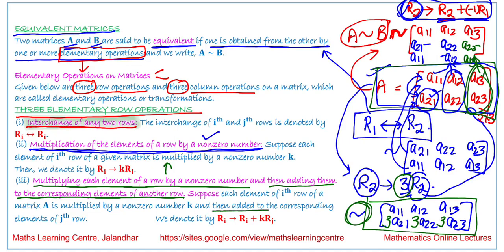In general it is written in this form: Ri approaches Ri plus k times Rj. It means the ith row is changed, and it is changed by adding k times the elements of the jth row to the ith row. An important thing to note is that we don't have any operation of the form R3 approaches R1 plus R2. We cannot do it like this. If we are changing the row R3, then R3 must be involved on the right side as well. There is no elementary operation of this form.